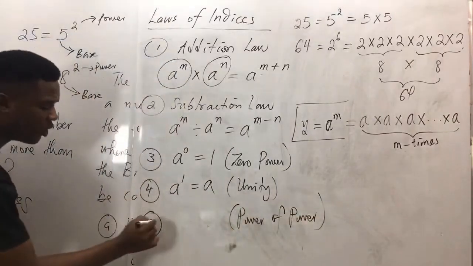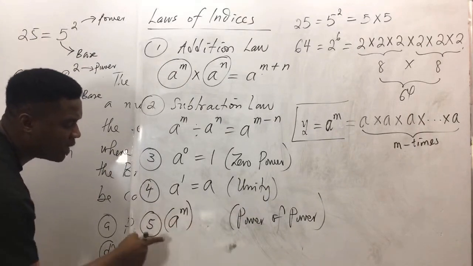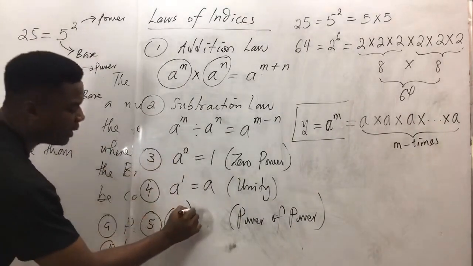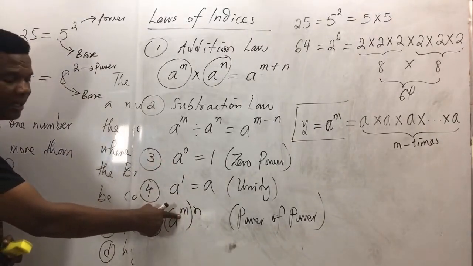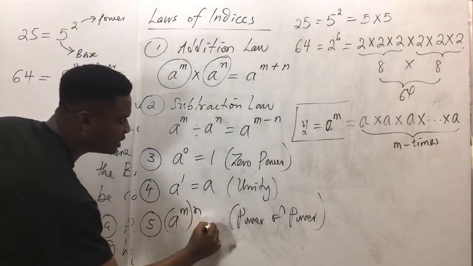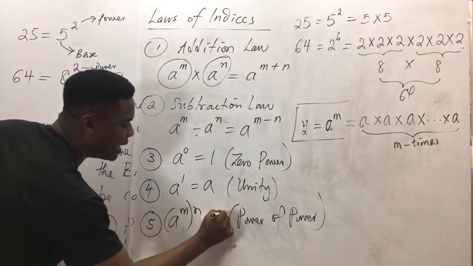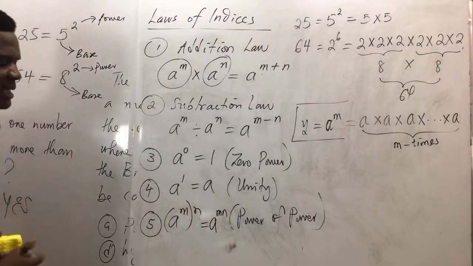So in this law, when a number in index form is raised to another power, so that you have a raised to the power m representing the index form of another number, and that number is raised to another power n, the result is the same as a raised to the power mn, the powers multiplying themselves. Okay? So I'm going to take examples on this law.